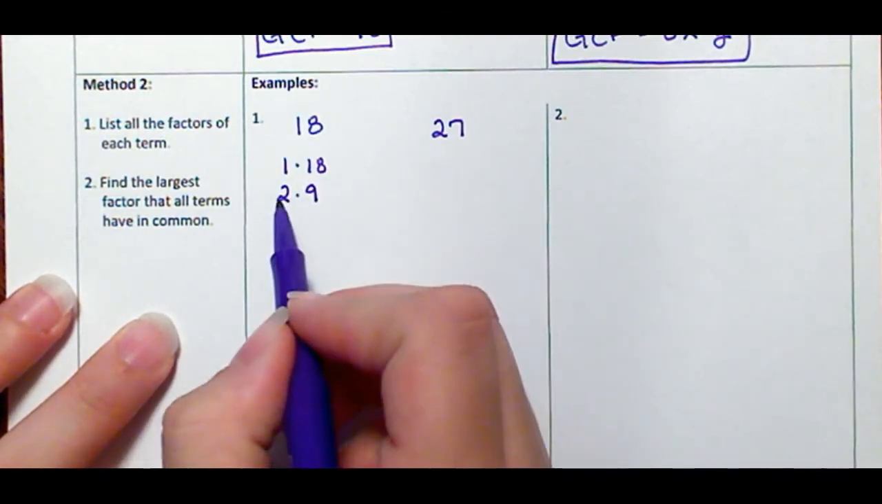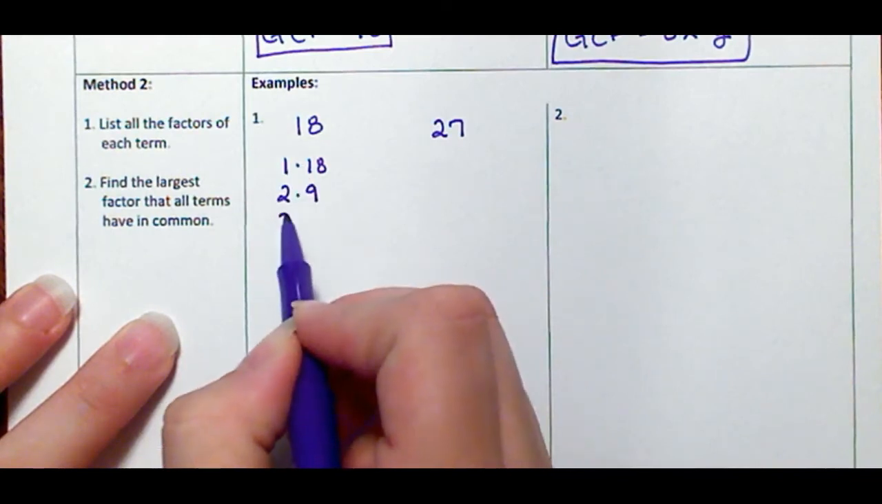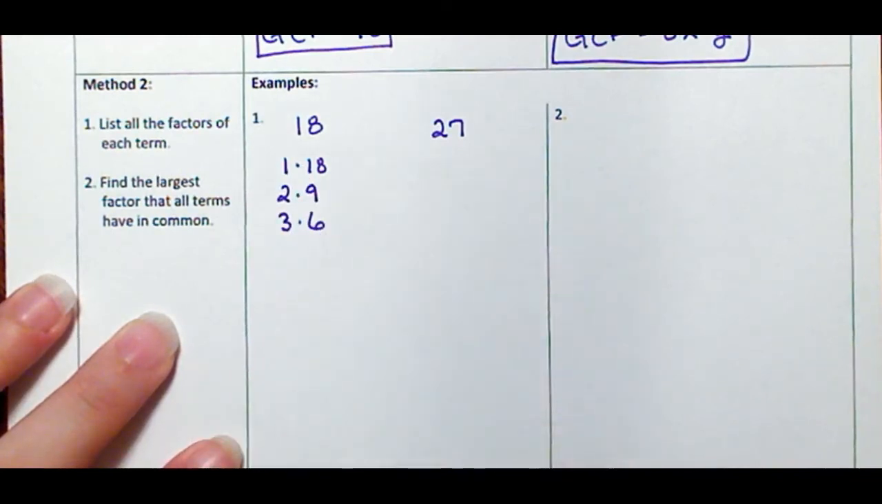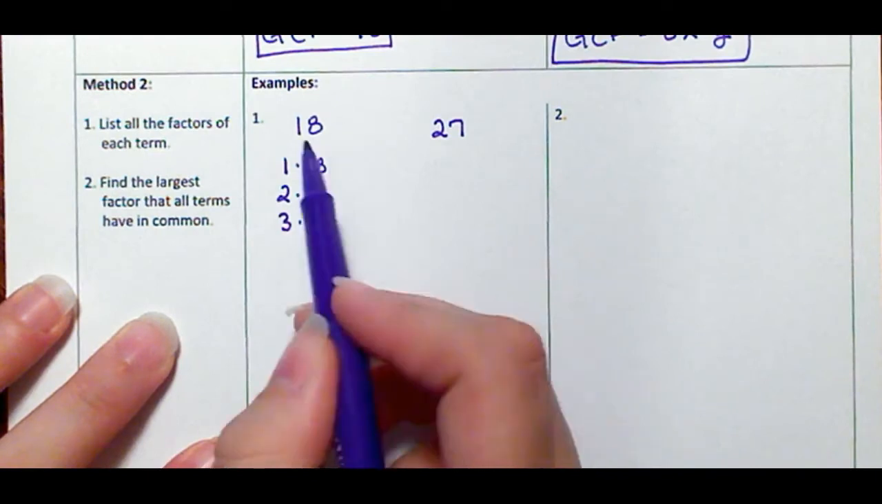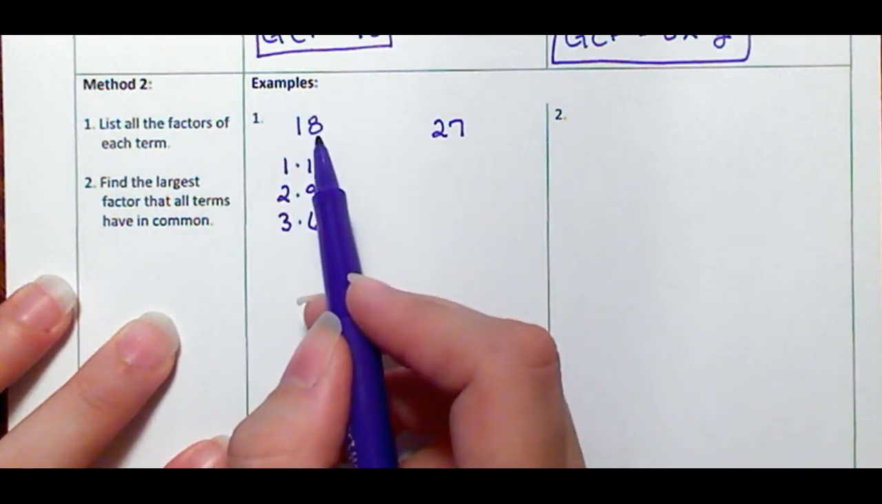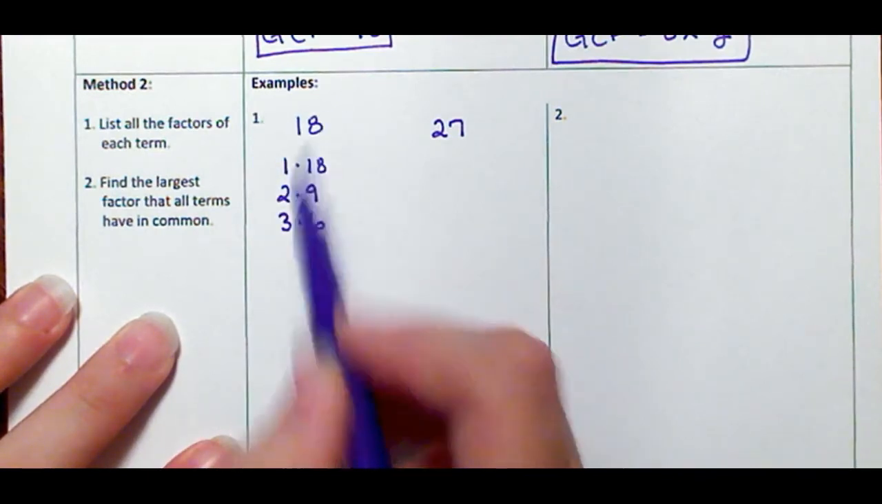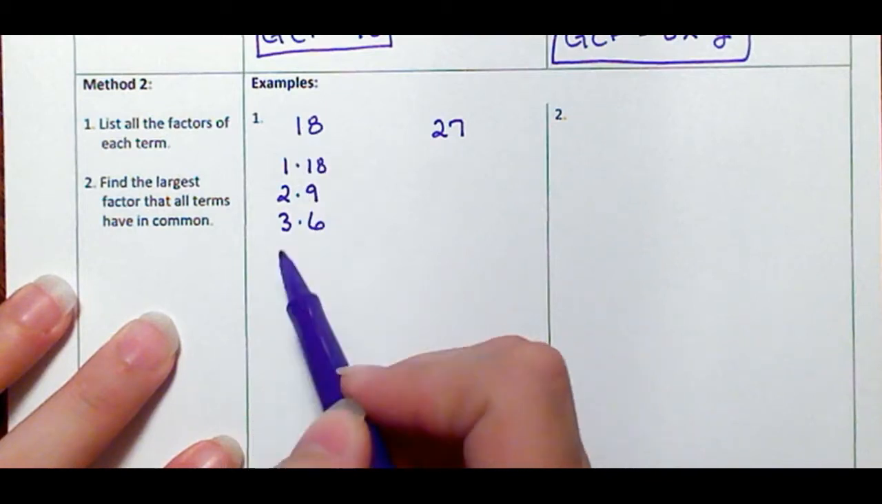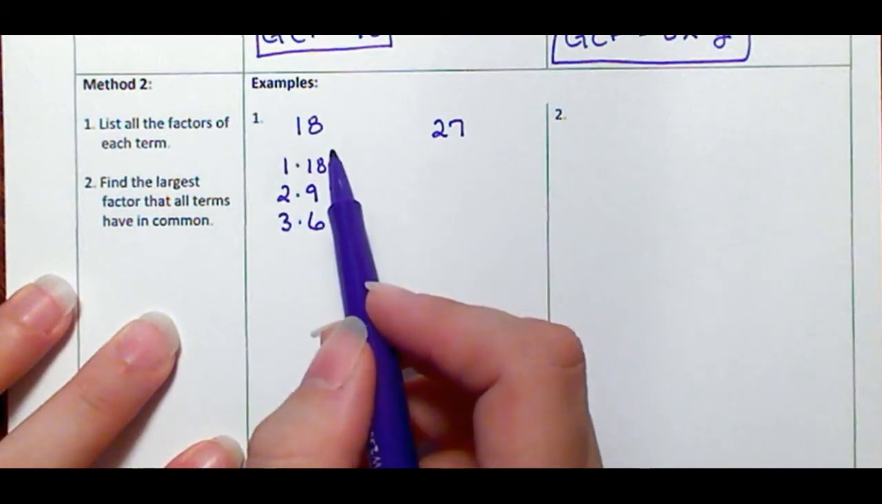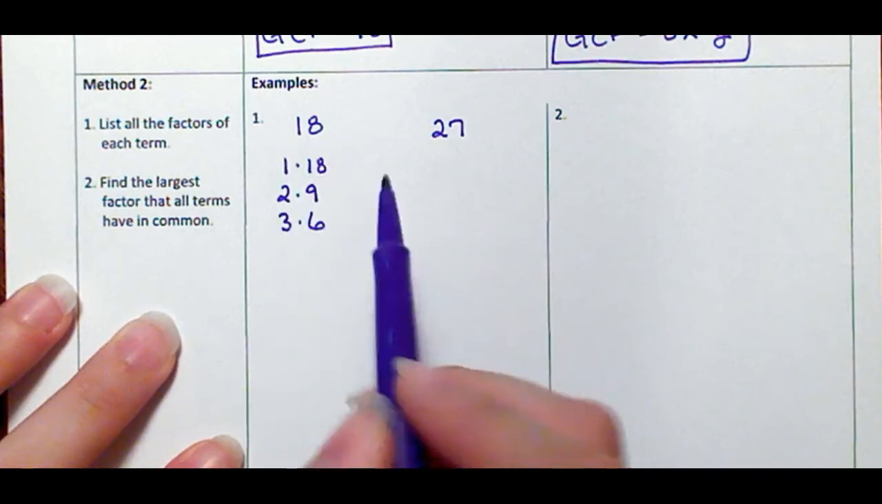Next I'm going to try 3. Does 3 go into 18? Yes. 3 times 6 is 18. Does 4 go evenly into 18? No, it doesn't. So 4 is not a factor of 18. 5 does not go evenly into 18. And so the next number that goes evenly into 18 is 6.